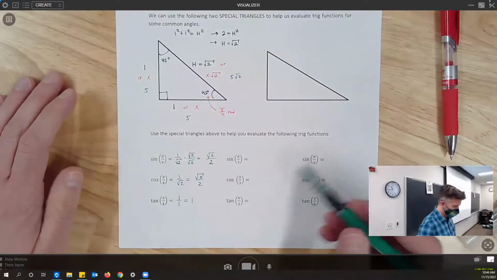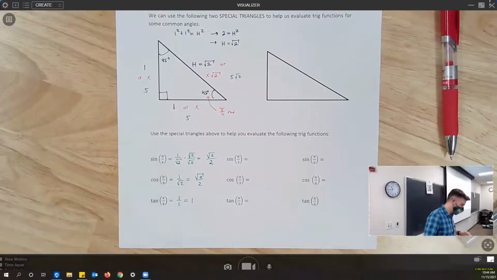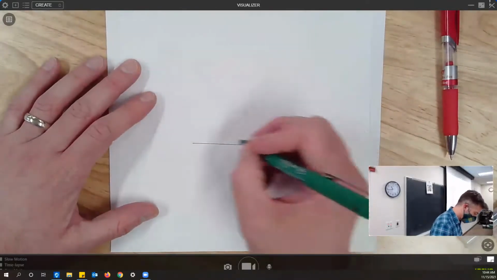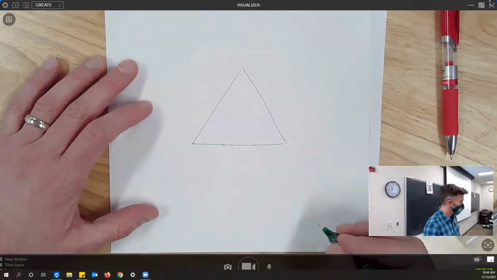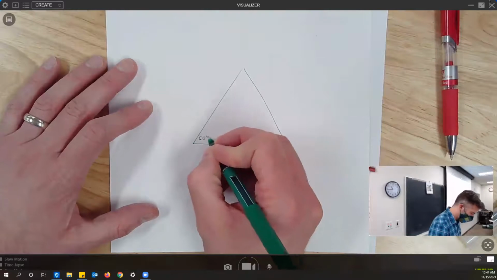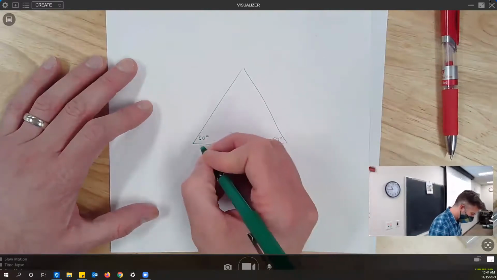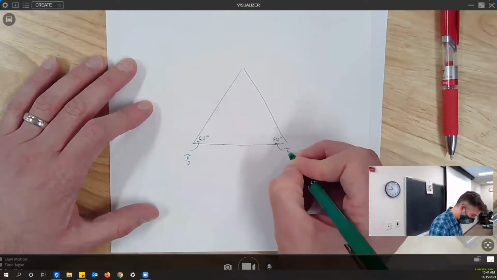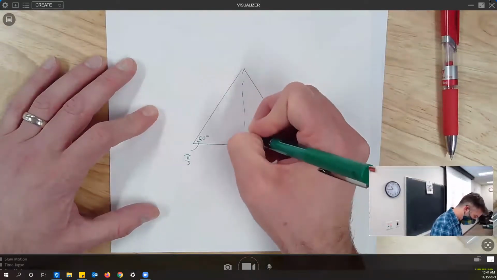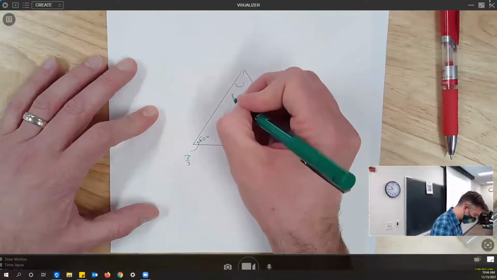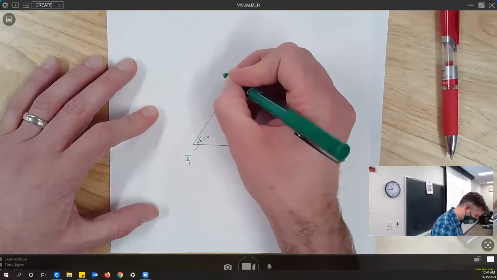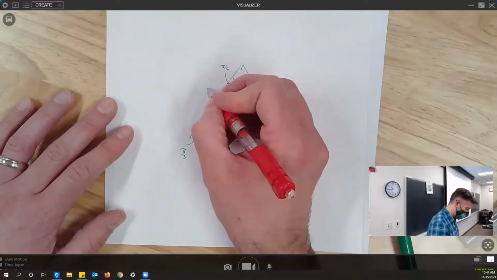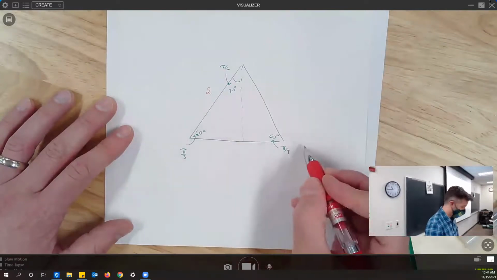So let's look at this other one. The way I find this other triangle, back this up for a second, is I start with an equilateral triangle, which has 60-degree angles, or pi over 3 radians, and I cut it in half. So this angle up here is 30 degrees, which is pi over 6 radians. And I like to say that this side length is 2. I cut this side length in half, so it's 1.